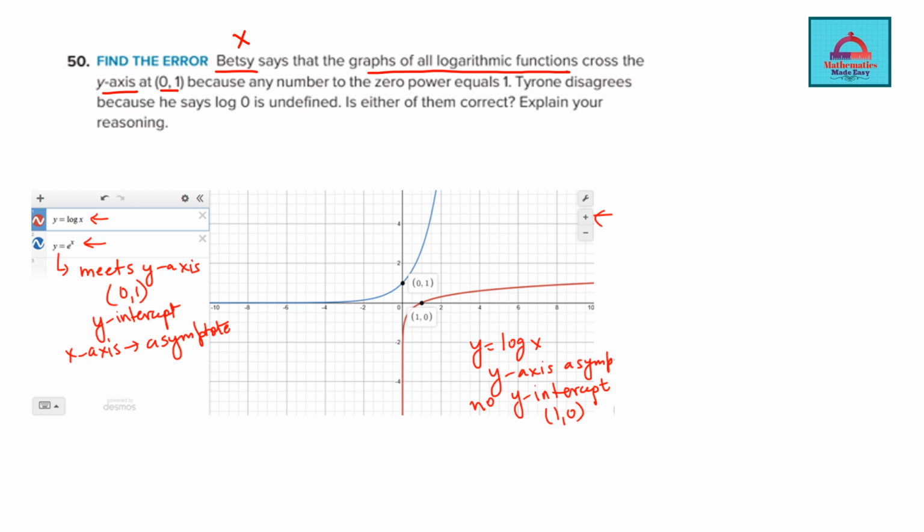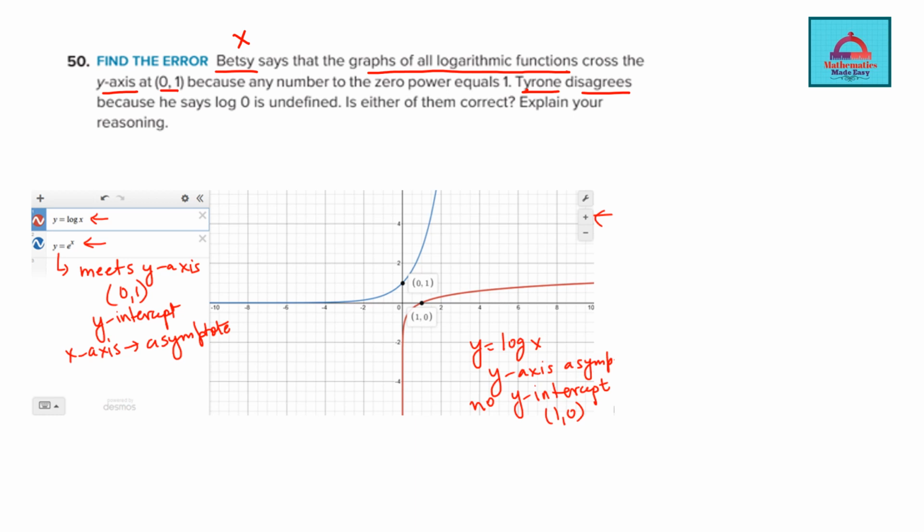She also says that any number to the 0 power equals 1. So this is what is not correct here. Let's come to Tyrone now. He disagrees, and he disagrees for the right reason, because Betsy is saying the wrong statement. What Betsy said, that the graph meets the y-axis at (0, 1), you can very well see here, is true for exponential, not logarithmic. So you can even correct Betsy by saying that what she's saying is true for exponential, not logarithm. And you can see that it's the same point (0, 1), where the exponential graph meets the y-axis. Let's come to Tyrone now.